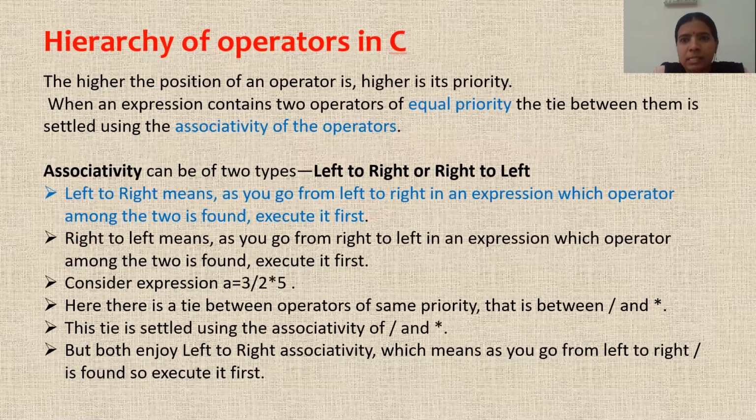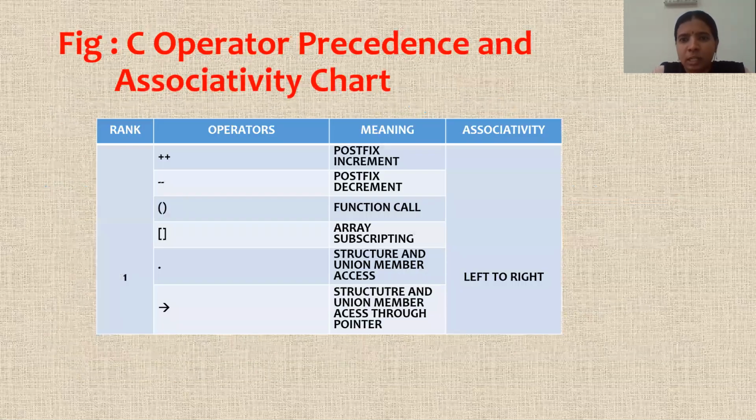But there is something called the hierarchy of operators in C. The higher the position of an operator, the higher its priority. As I told you, there are 15 ranks; rank 1 is more powerful than rank 15. So rank 15 is the least powerful. There are two types of associativity, left and right. So this is about the precedence and associativity chart. There are 15 ranks of operators.